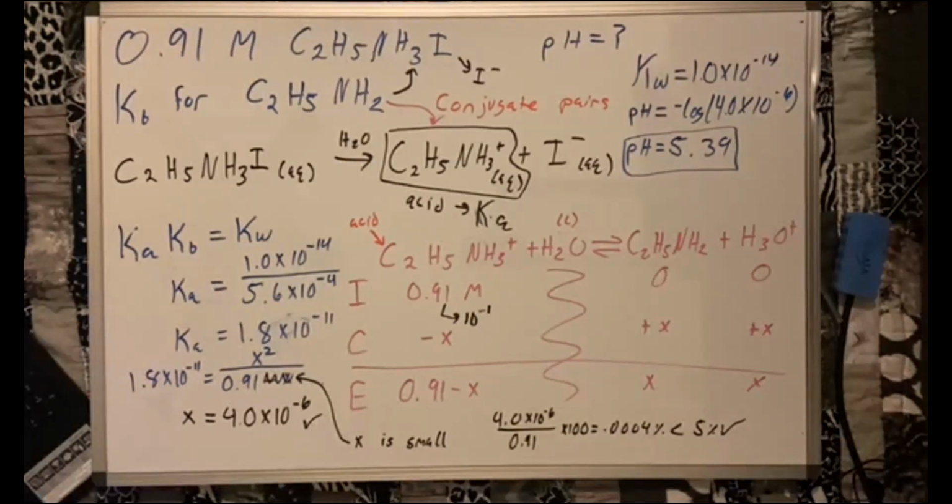I have a question. What's up? So we're given a KB, right? Given a KB, correct. So why did we have to find Ka? Could we have just done this whole problem in terms of what we were given, being a base?